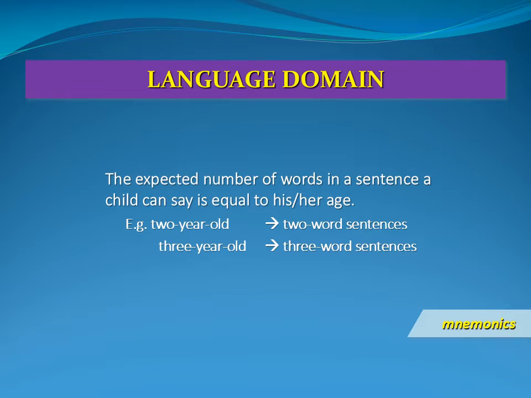Now, here are some simple mnemonics that will help you understand the development of the language domain. The expected number of words in a sentence a child can say is equal to his or her age. For example, a 2-year-old child should be able to say 2-word sentences, whereas a 3-year-old child, 3-word sentences.